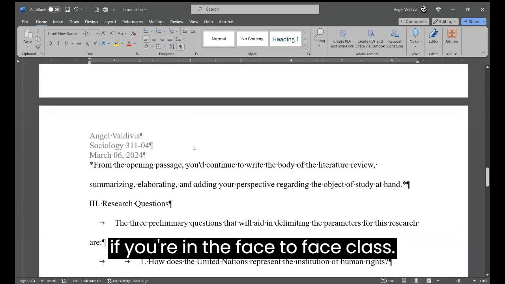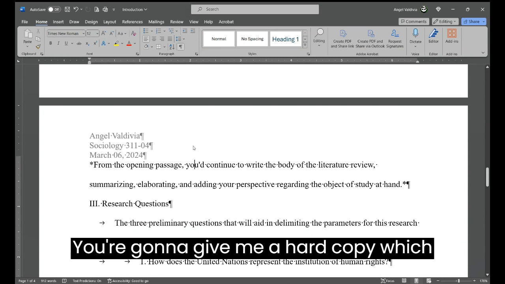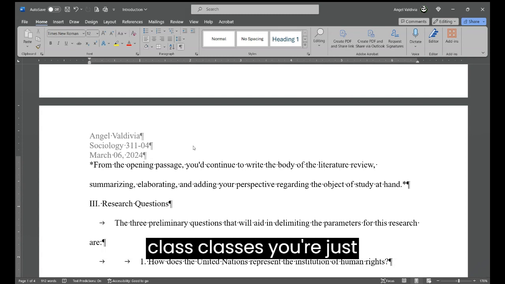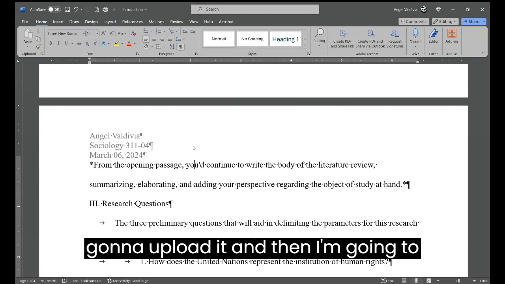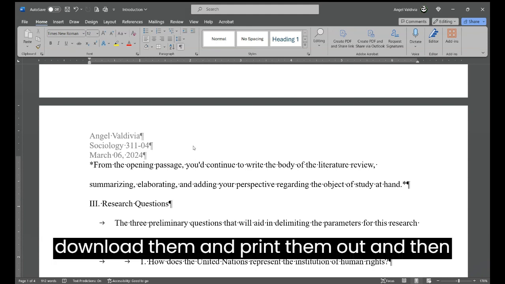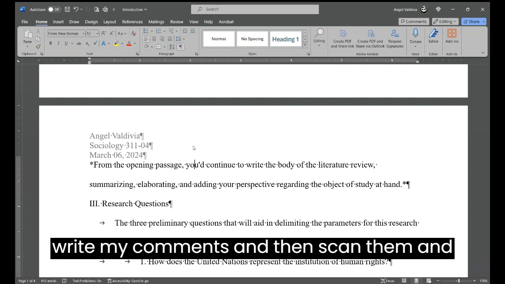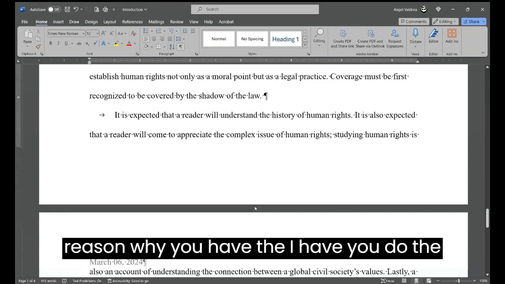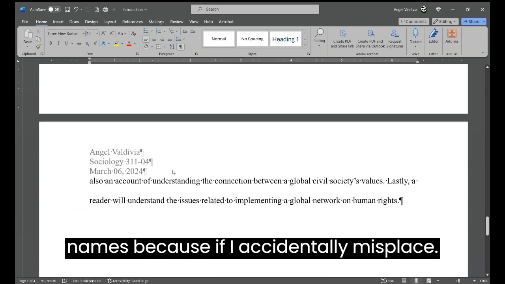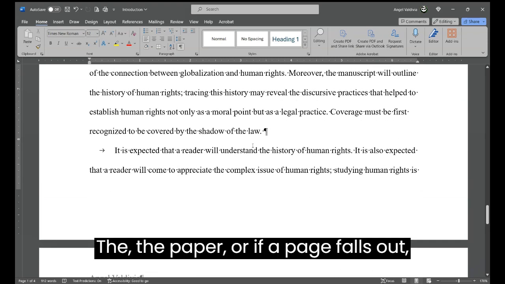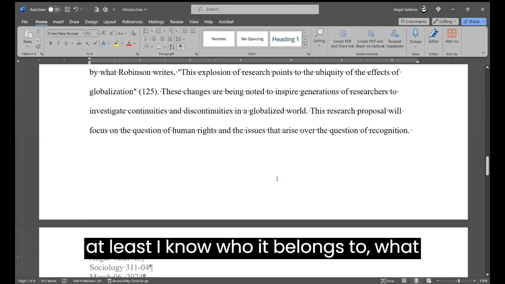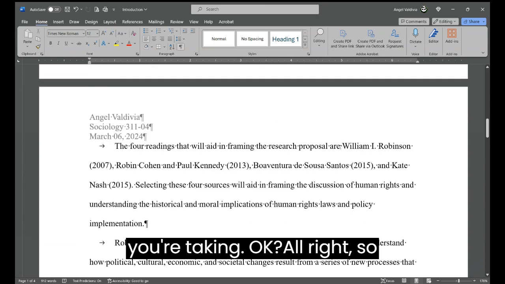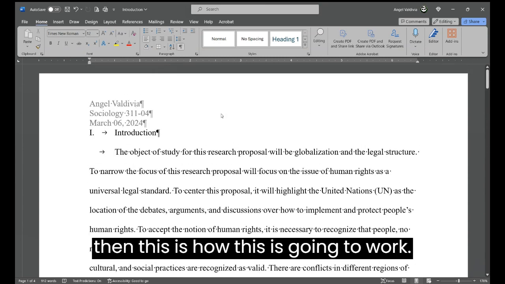Because if you're in the face-to-face class, you're going to give me a hard copy, which I'm going to write my comments on. And if you're in the online asynchronous classes, you're just going to upload it, and then I'm going to download them, print them out, write my comments, scan them, and send them back to you via the Canvas shell. The reason I have you put your names is that if I accidentally misplace the paper, or if a page falls out, at least I know who it belongs to, what class, and what course you're taking. Okay. All right.